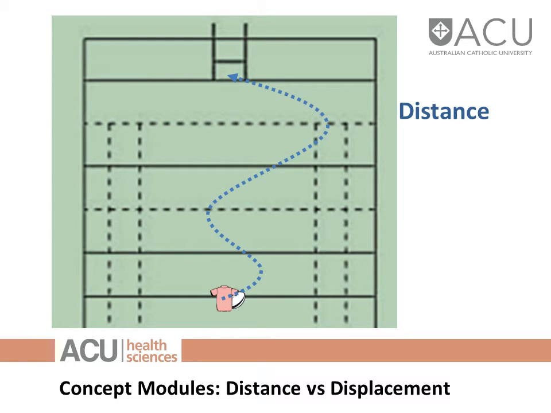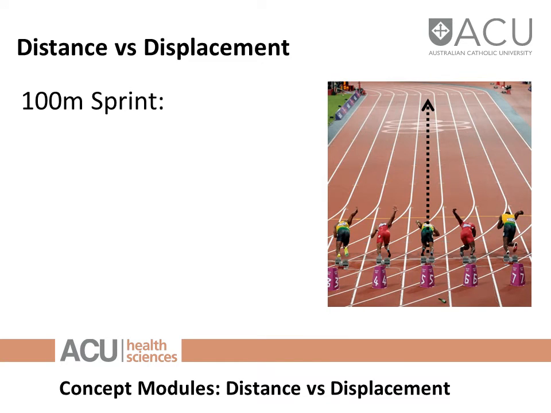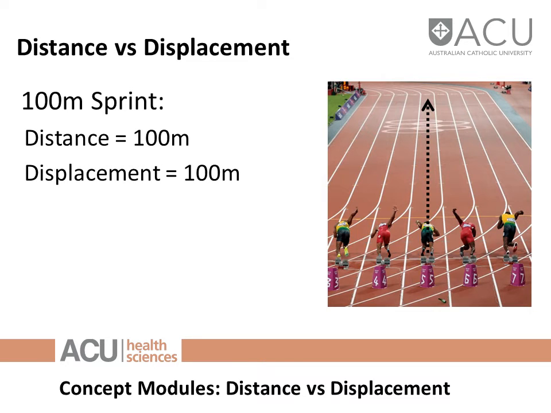We might also be interested in the straight line between his starting position and his end position, which is defined as displacement. Sometimes our measurements of distance and displacement are the same. So take a 100-meter sprint. It's run in a straight line from point A to point B. So the distance is going to be 100 meters and the displacement is also going to be 100 meters.